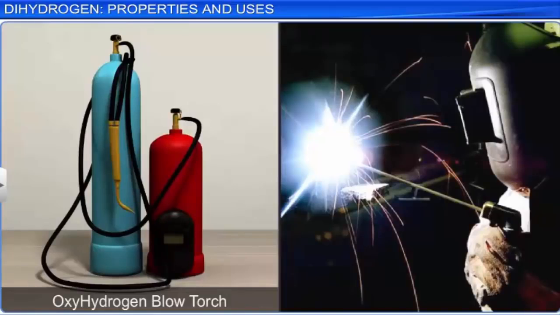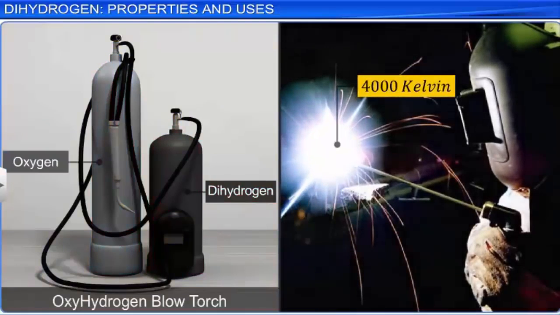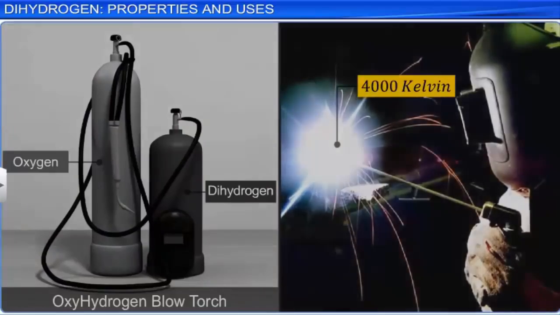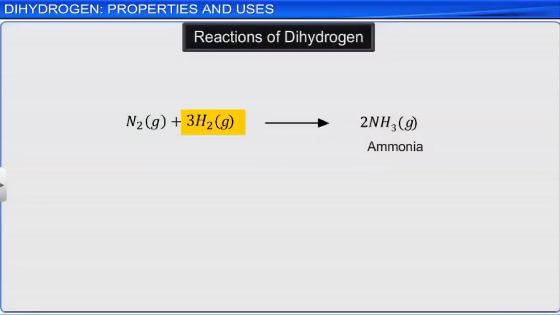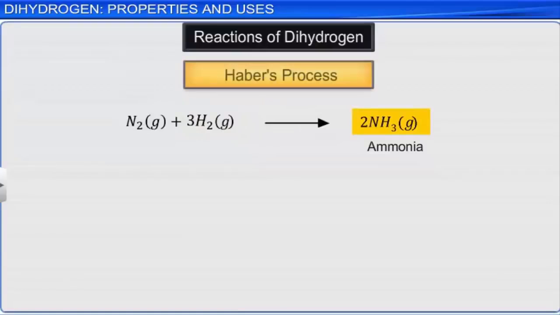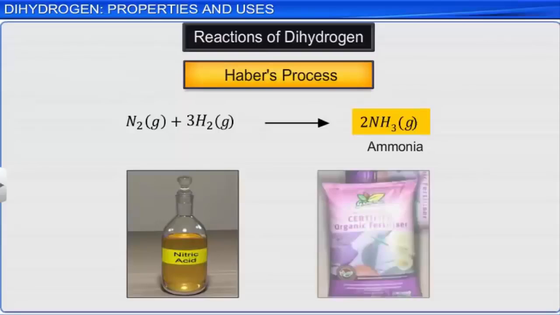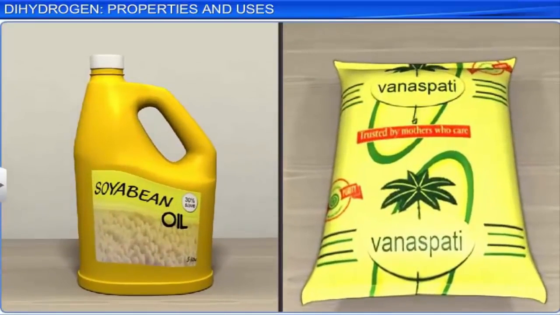An oxyhydrogen blowtorch, which is used for cutting and welding purposes, uses dihydrogen and pure oxygen. The reaction produces a temperature of up to 4000 Kelvin. Dihydrogen is also used in the synthesis of ammonia by Haber's process to manufacture nitric acid and nitrogenous fertilizers. Dihydrogen is used in the manufacture of vanaspati. Here, vegetable oils such as soybean are hydrogenated to obtain vanaspati.